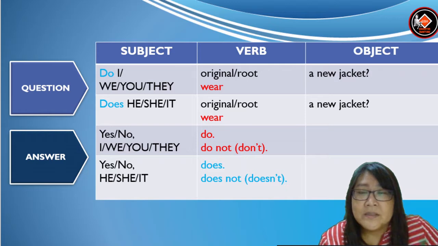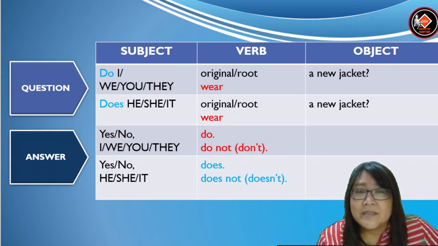Then for does he, she, or it, the verb is also the original or the root verb. So this is wear. So does he wear a new jacket? Does she wear a new jacket? Does it wear a new jacket?